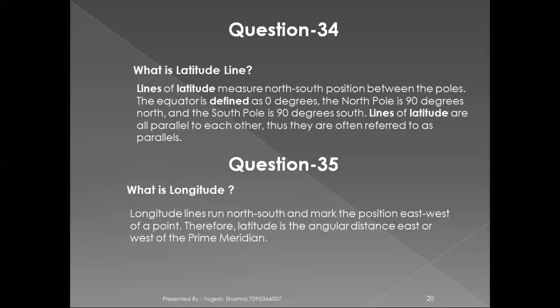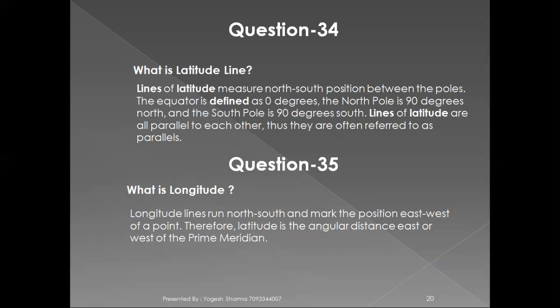What is a latitude line? Lines of latitude measure north-south position between the poles. The equator is defined as 0 degrees. The North Pole is 90 degrees north and the South Pole is 90 degrees south. Lines of latitude are all parallel to each other. Thus, they are often referred to as parallels.